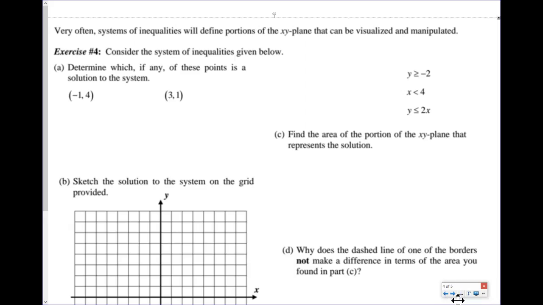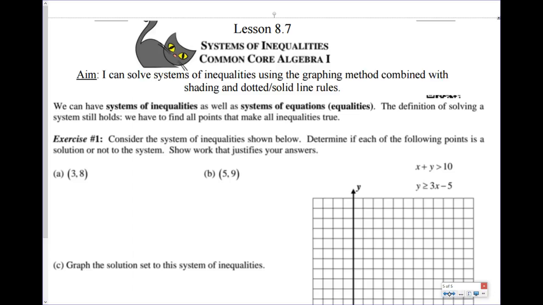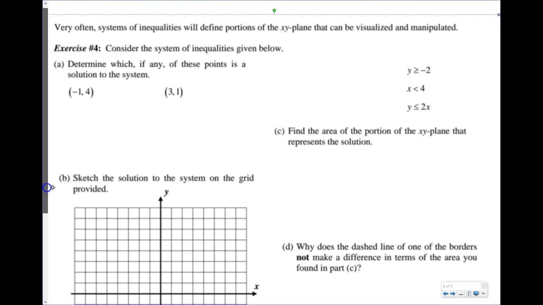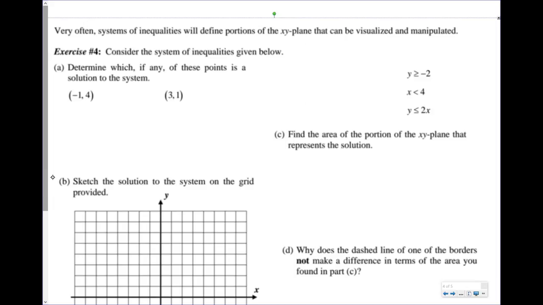Alright. Let's see. Last exercise, I think. Oops, sorry. Alright, the last exercise is exercise 4. Okay, in exercise 4, we're just going to start off very simply. Consider the system of inequalities given below. So here's the system. It's very big. It's actually 3 equations instead of 2, which is okay. A system can have more than one equation. So we're going to end up graphing all 3 of these onto the grid.